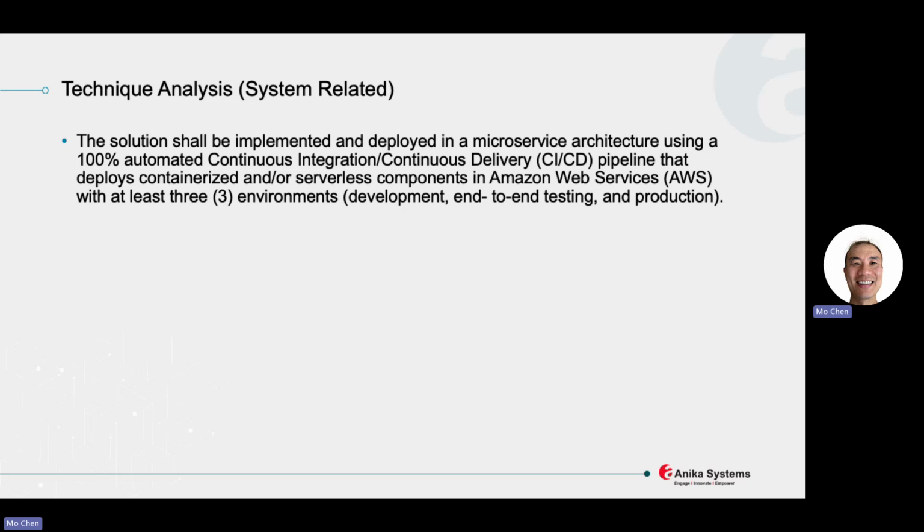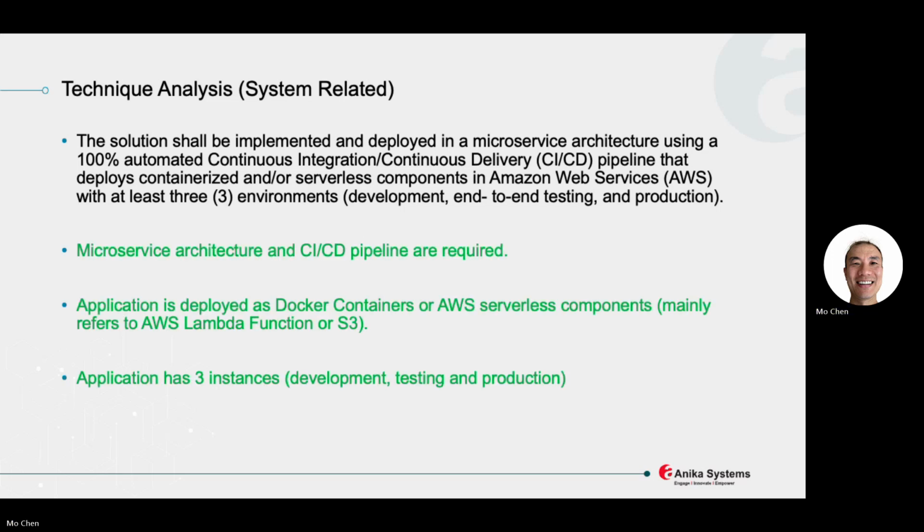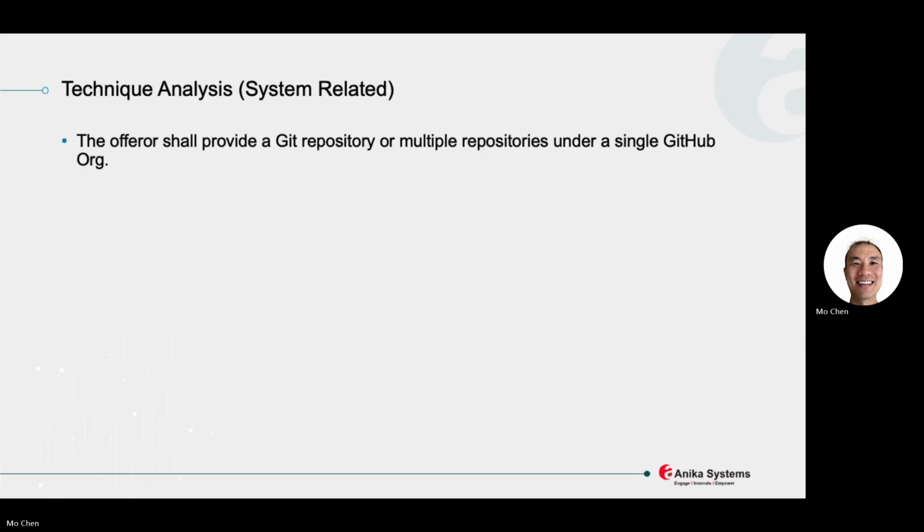Here we can have more specifications on the system. The developed application needs to follow the microservice pattern, get deployed through a CI/CD pipeline, and run as Docker containers. We are also told to create 3 environments, and they should all be deployed through the CI/CD pipeline.